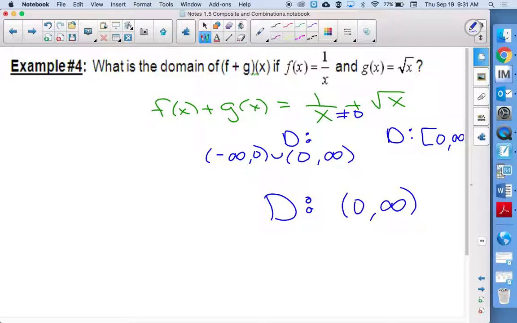Any questions with getting the domain of those functions? The easy part's adding them together. The domain you've got to think a little bit about. So the other type of topic we're going to talk about today are the composite functions. So these are all combinations, adding, subtracting, multiplying, and dividing.